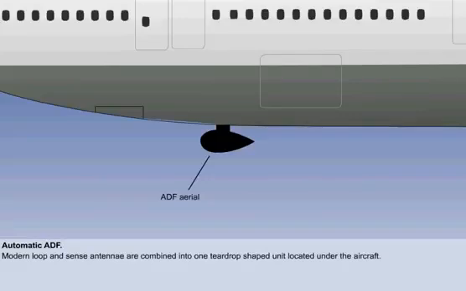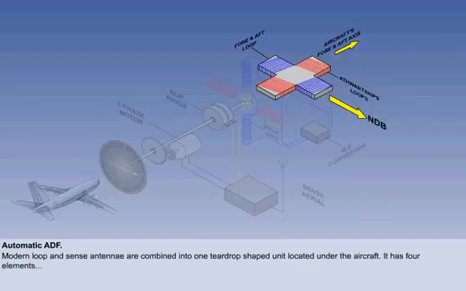Because it is impractical to have a movable loop antenna on modern aircraft, current versions of the ADF combine both loop and sense antenna within a teardrop-shaped housing, mounted as near as possible to the center line of the aircraft. This has a fixed loop with 4 elements, 2 aligned with the fore-aft axis of the aircraft, and the other 2 with the lateral axis, rather like 2 cross loop antennae.